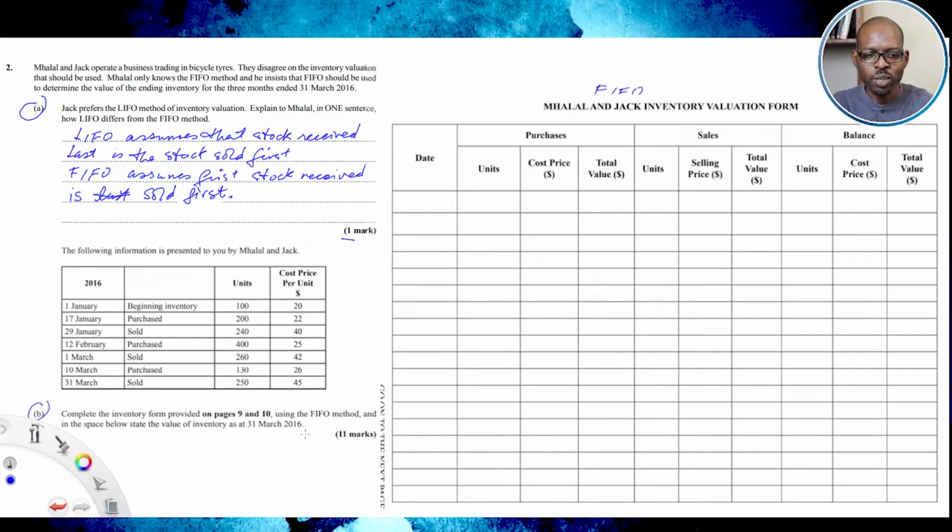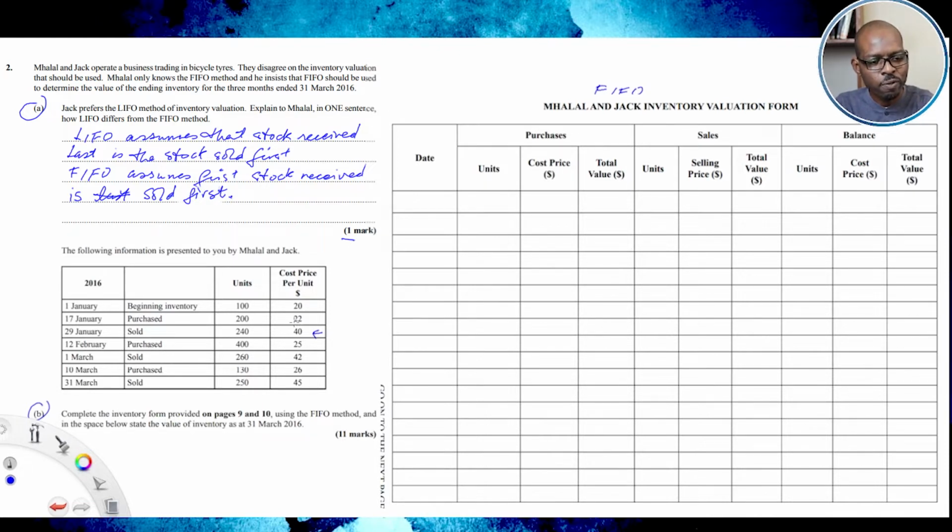So let us look at the information provided. It says the following information is presented to you by Malal and Jack. We have for the months of January, February, and March, the first quarter. Beginning inventory, we have the units, we have the costs for January 1st. Then there was a purchase on January 17th. We have the units, we have the costs. Then there was a sale on January 29th. We have the quantity, and we have the selling price. Now, bear in mind that this $40 on the 29th is the selling price. That's not the cost of those goods that were sold.